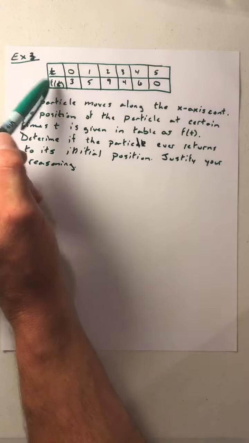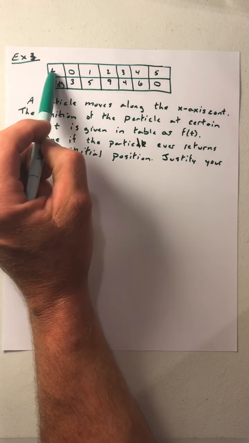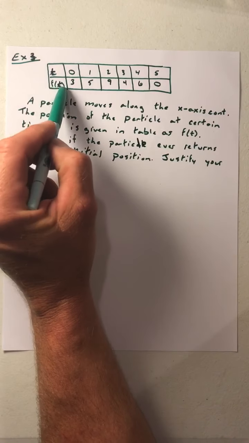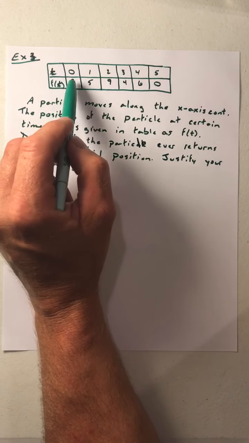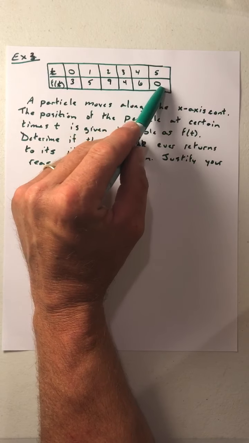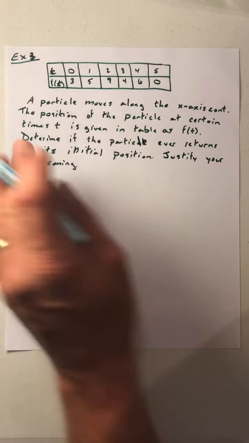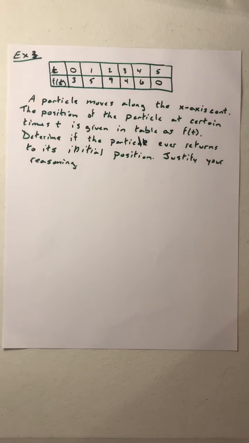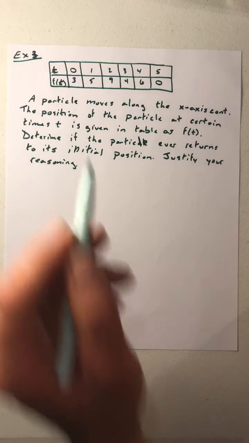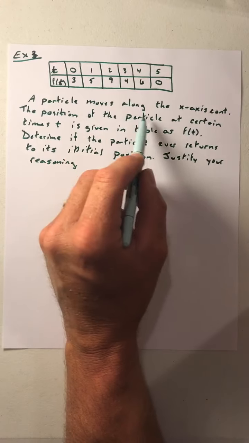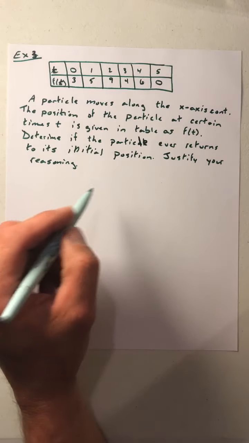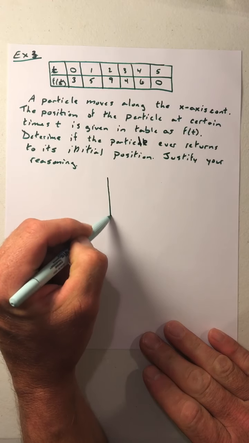In example 3, they're giving us a table. We have time here. We have 0, 1, 2, 3, 4, and 5. And we have f of t, so the values of those are 3, 5, 9, 4, 6, and 0, or that would be the position there. So it tells us that a particle moves along the x-axis continuously. And the position of the particle at certain times t is given in a table as f of t. Well, what does that mean?